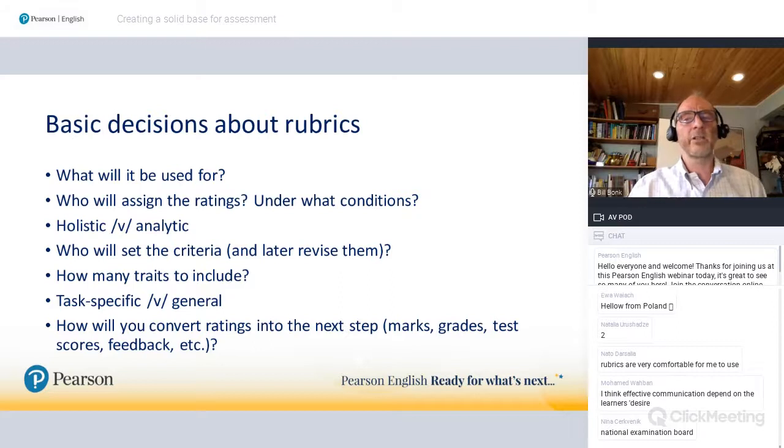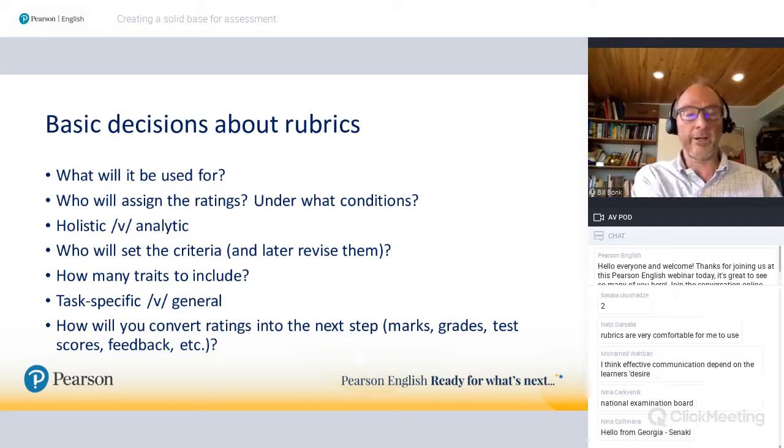Some of the more basic decisions that we really need to make about rubrics are what they will be used for. Are we making decisions, inferences, grades, etc.? Think about these things as you're designing them. Who will assign the ratings? Are they externally hired stakeholders? Are they other teachers? Is it just you and your fellow researchers? And under what conditions? The amount of time that you're giving people, the kind of situation that they're in might determine the fact that you need to have a simpler rubric because you're asking them to do more complex things.